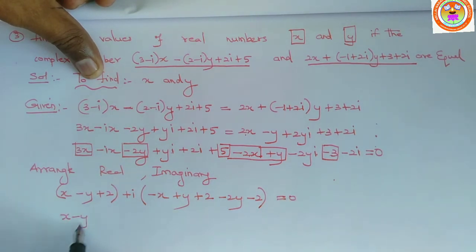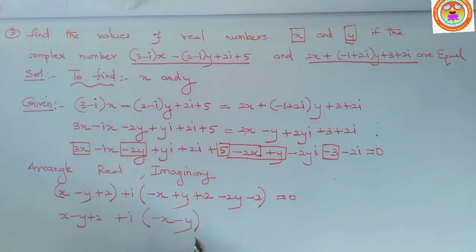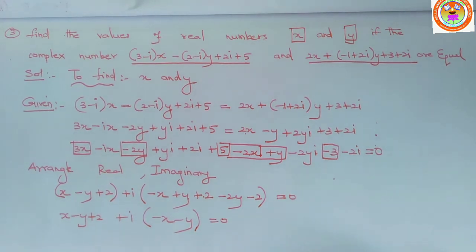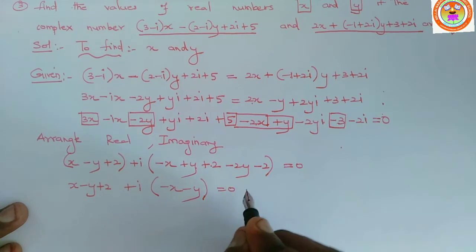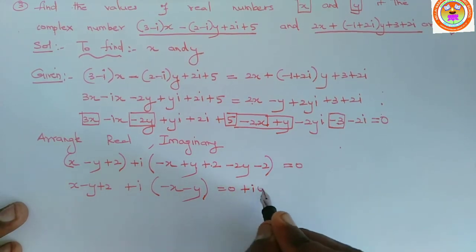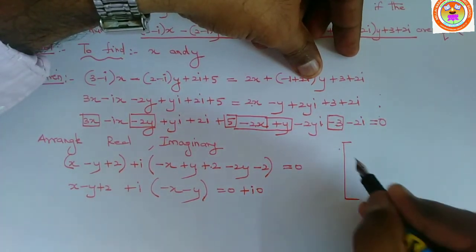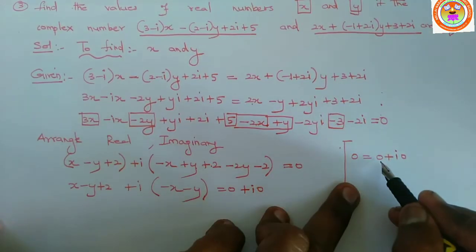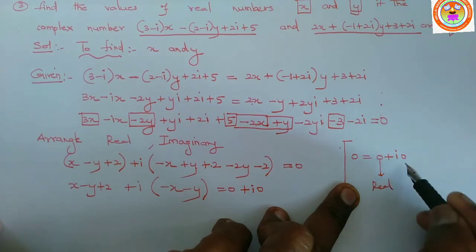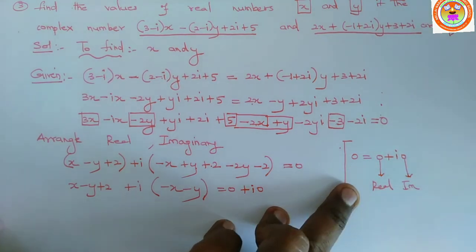So this is x minus y plus 2, plus i times the arranged expression: minus x, y minus 2y is minus y, 2 minus 2 both cancel, which is equal to 0. Now the main part. This 0 I can write as 0 plus i0, no problem. This 0 is real, this 0 is imaginary.